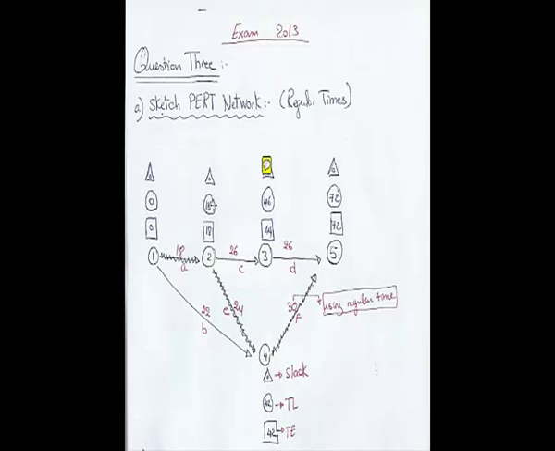Before we continue to the next requirement, you can observe that the critical path is the connection between the events that have got a slack value equal to 0.